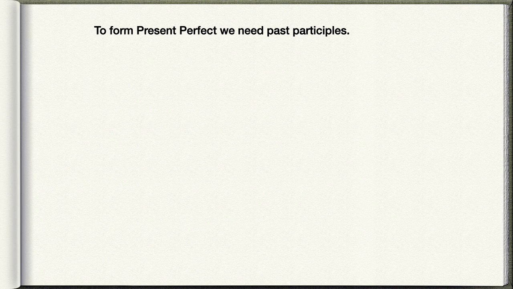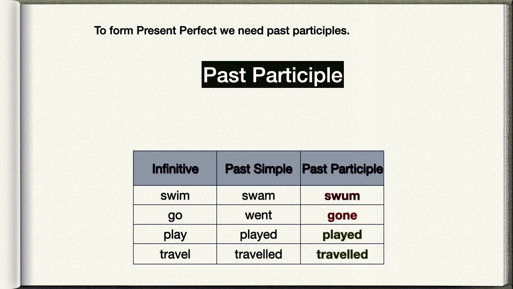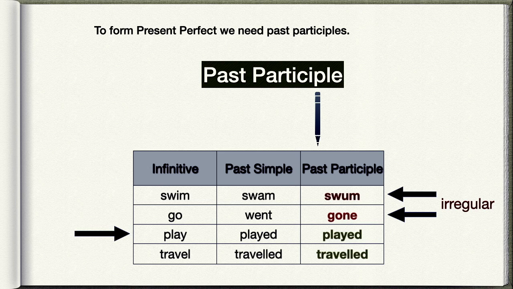To form present perfect, we need past participles. What is a past participle? You have already learned three forms of the verbs: infinitive, past simple, and past participle. If we have an irregular verb like swim or go, the past participle for these verbs is their third form, swum or gone. If the verb is regular, like play or travel, to make their past participle, we need to add the -ed ending: played or traveled.